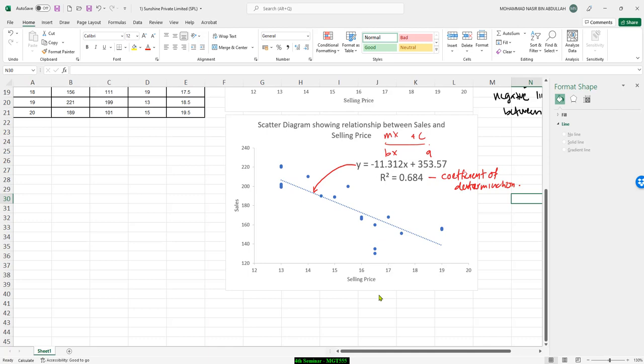So the best way is to reorganize this equation to y equal to 353.57 minus 11.312x. Reorganize the equation, so then we can interpret accordingly. So 353.57 is the y-intercept, and this is going to be your slope. Right? I hope you understand the procedure to get the trend line and equation from a scatter diagram.